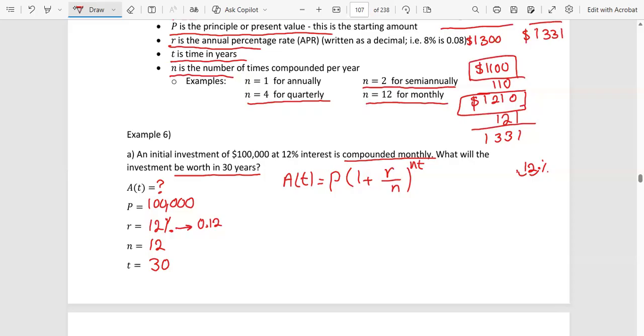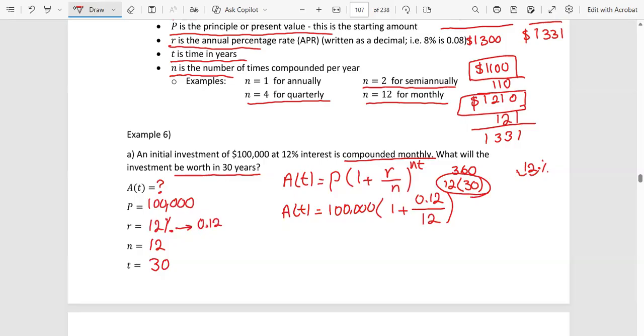Okay, replace a number and find the A. P is 100,000. 1 plus R is 0.12. N is 12. T is 30. First, we have to multiply 12 by 30, which is 360. Then we need to type this in a calculator and find the answer.